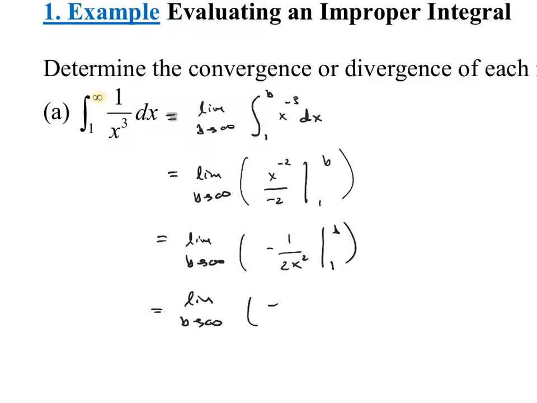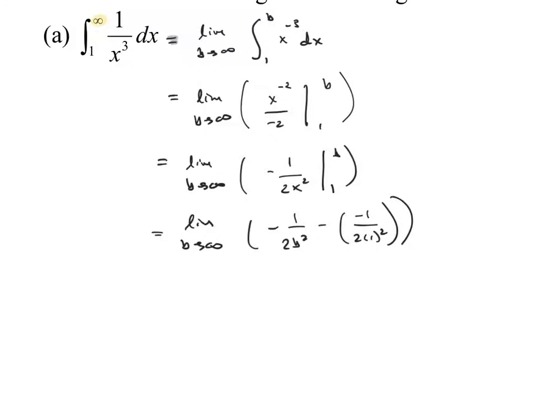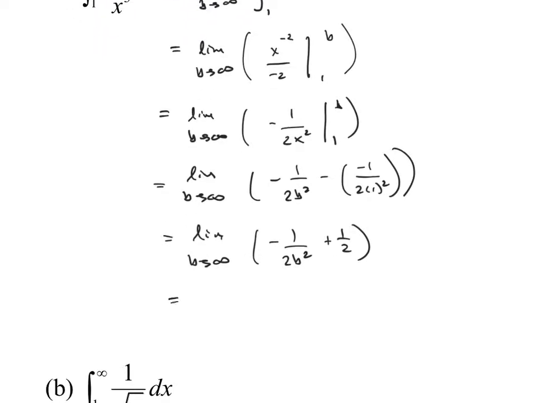So this would be negative 1 over 2b squared, and then minus a negative 1 over 2 times 1 squared. Let's clean all that up, and I'm getting the limit as b goes to infinity of negative 1 over 2b squared, and then minus a negative is a positive. 1 squared is 1, so times 2, I'm getting a plus 1/2, I believe. And now that that's simplified, I can go ahead and evaluate the limit.